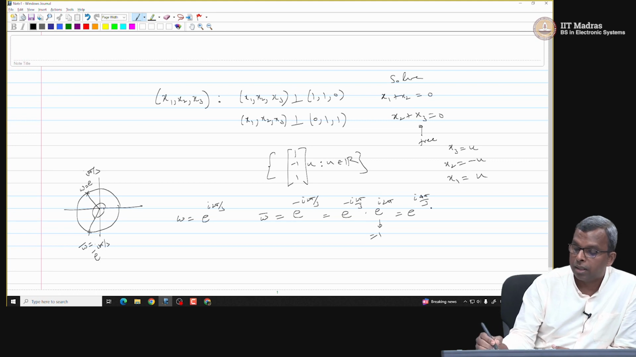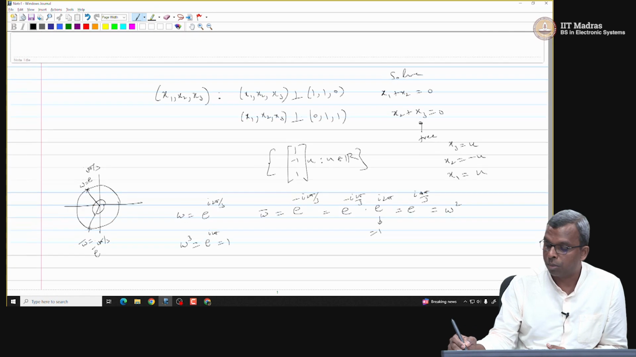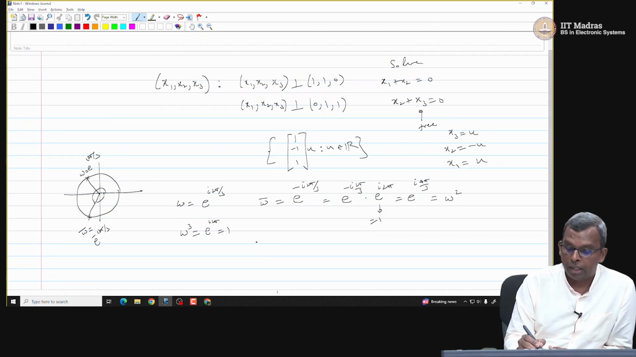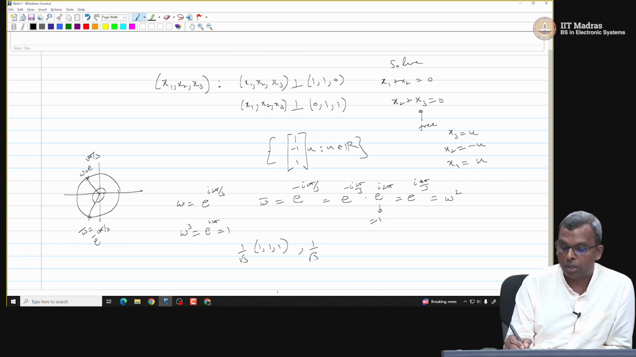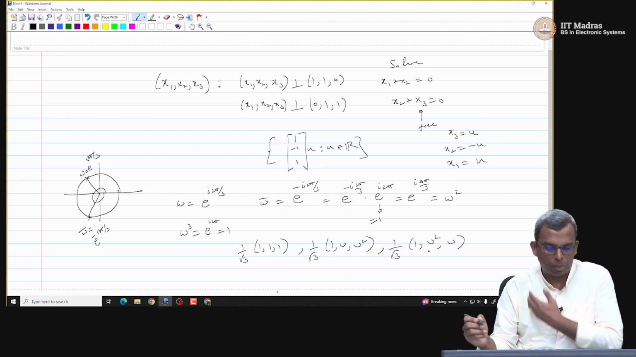So it is the same result, but interestingly 4 pi by 3 is the same as w squared. That is one interesting fact. The other very interesting fact is w power 3 is actually e power i 2 pi, which I know is 1. These are very interesting facts about this cube root of unity. Notice what I have here: the first vector is 1 by root 3 times 1, 1, 1. Then the other vector is 1 by root 3 times 1, w, w squared. And the third vector is 1 by root 3 times 1, omega squared, omega.